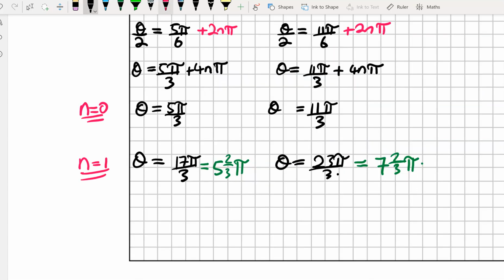So we can see that 5 pi over 3, when 0 goes in, is valid because it's less than 4 pi. 11 pi over 3 is less than 4 pi, but as soon as I put in n, I go over the 4 pi, so these answers here are not valid. So my only two answers here are theta is 5 pi over 3 and theta is 11 pi over 3.